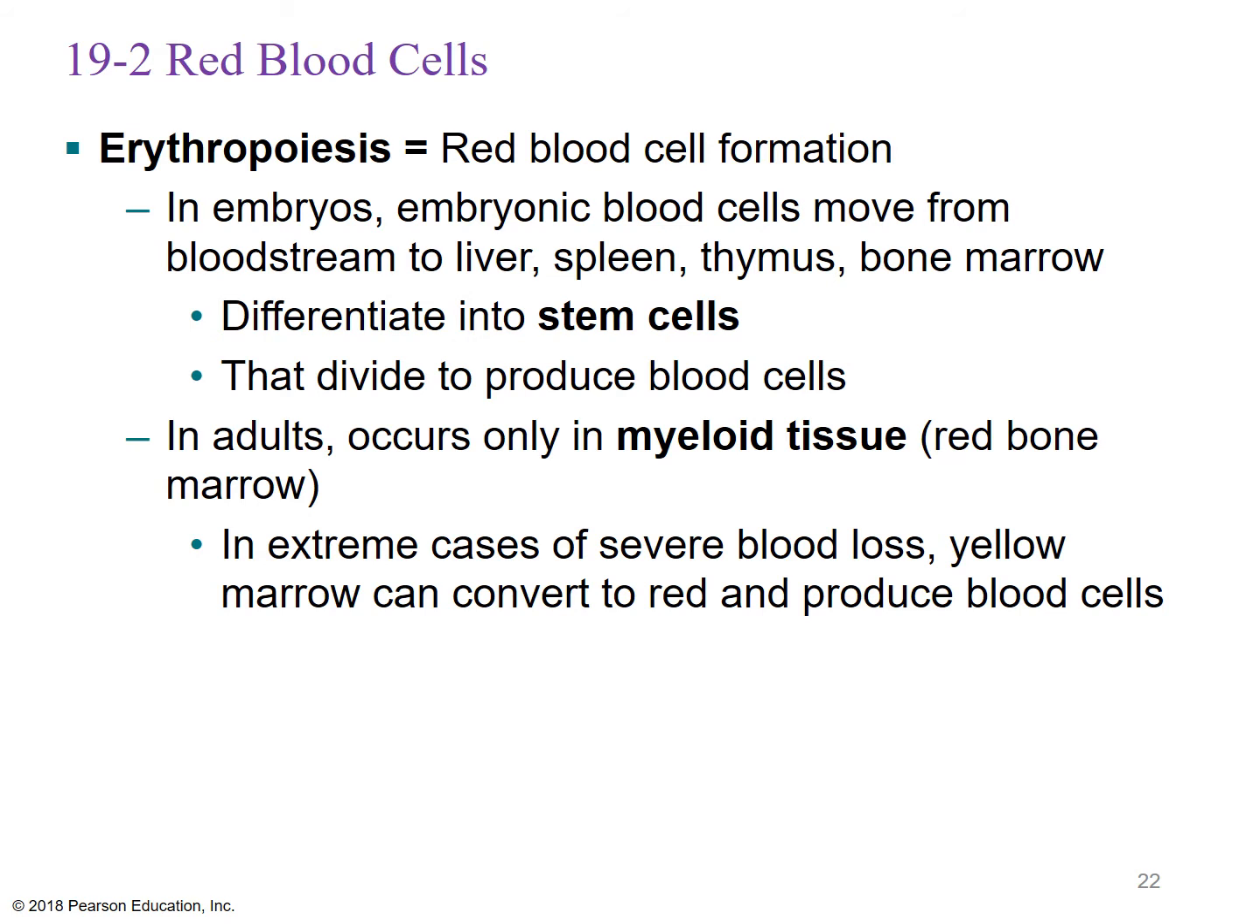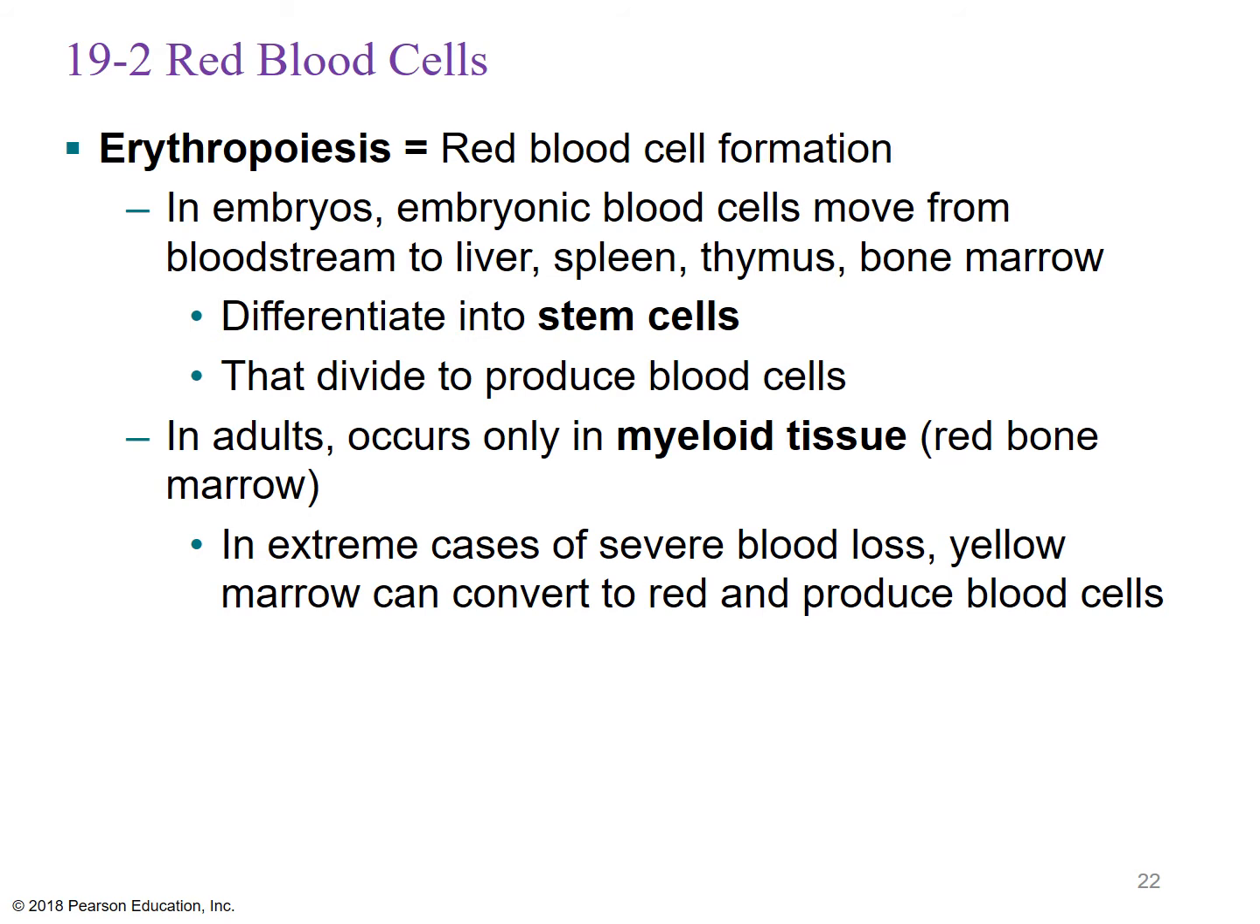So in the embryos, the embryonic blood cells will move from the bloodstream to various organs like the liver, the spleen, the thymus, and the bone marrow, and then differentiate into stem cells. So the stem cells are then going to divide to help produce blood cells. In adults, this is going to occur only in what's called myeloid tissue, which is basically the red bone marrow.